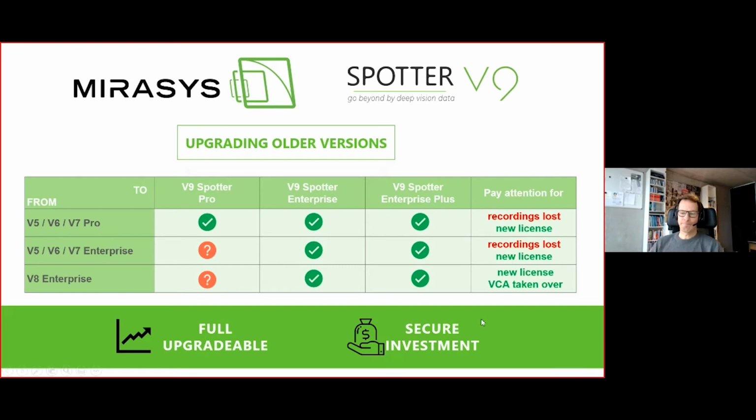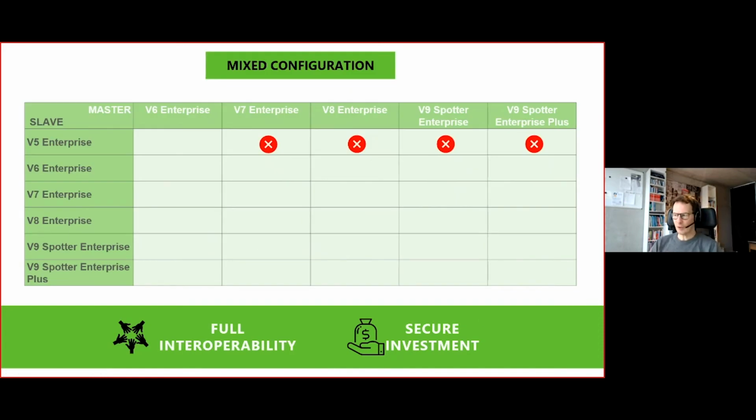Okay, let's move to mixed configuration. So we have again slaves here of V5, V6, V7, V8 Enterprise, V9 Enterprise, and V9 Enterprise Plus. And we have a master V6, V7, V8, V9 Enterprise, and V9 Enterprise Plus. What's not going to happen is that a V5 Enterprise slave can be connected to any master that is higher than version 6.